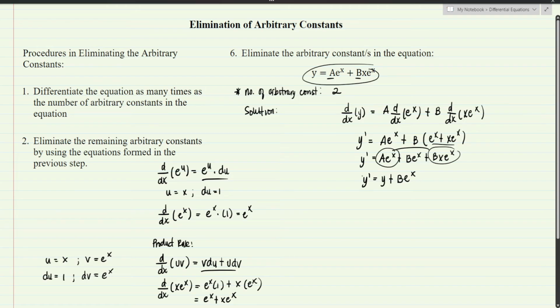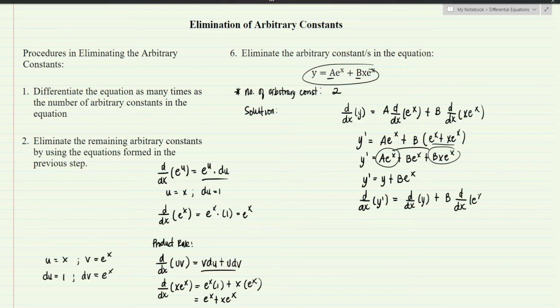So now we can differentiate this first derivative. So I would have here the derivative of y prime equals the derivative of y plus the derivative of, or before I get the derivative, let's factor out b, then get the derivative of e raised to x. So for the derivative on the left side, that would just be y double prime. For the derivative of y, that is just y prime. Now for the derivative of e raised to x, we've already solved that one, and that is just e raised to x. So I would have here b e raised to x.